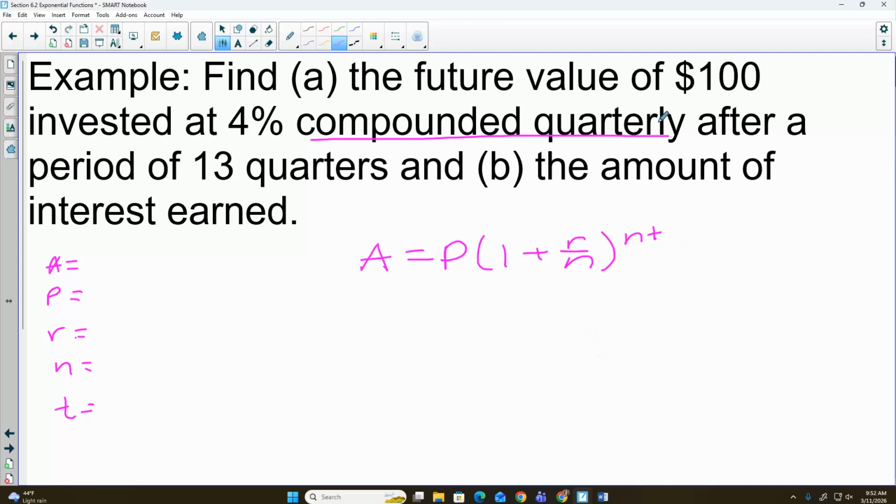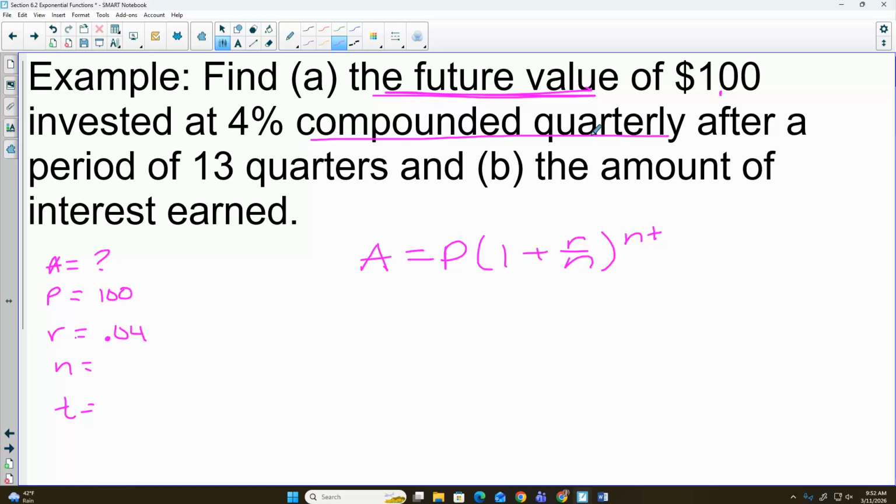So let's see what we have. Find the future value. Which variable is future value? A. So that's what I don't know. Of $100. So what would the 100 represent? The P. That's what we have today, our starting amount. 4%. The percent is my R, so 0.04 for my rate.